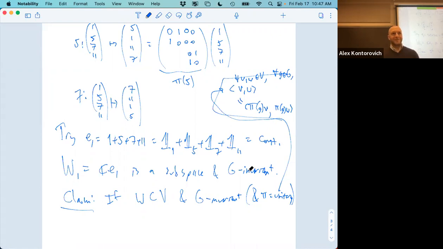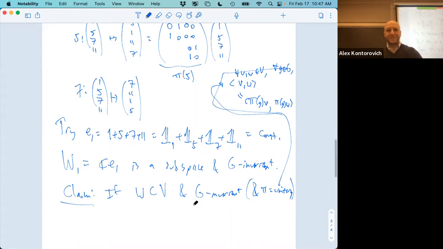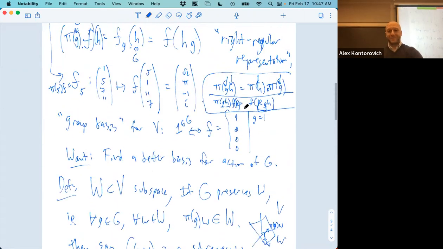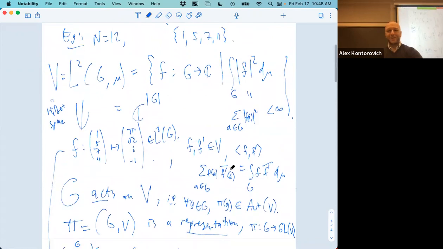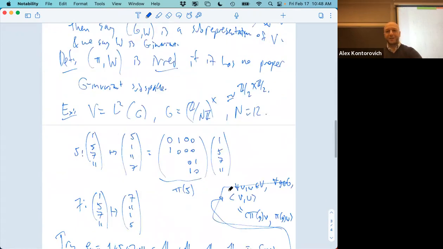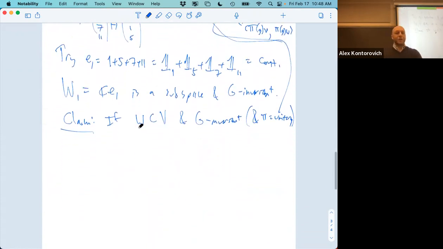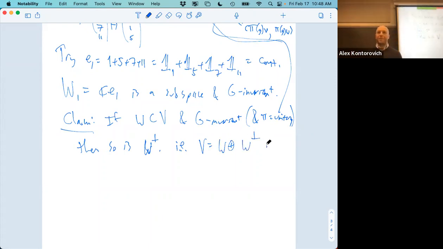Does that make sense? Curious, something you don't like. It's okay. We're choosing what's the product? You're just doing complex one. Yep. On L2, our inner product is this. We're just going to take functions and multiply them together. So if W is a G invariant subspace, I claim then so is W perp. I.e., V splits as W plus the perp space.